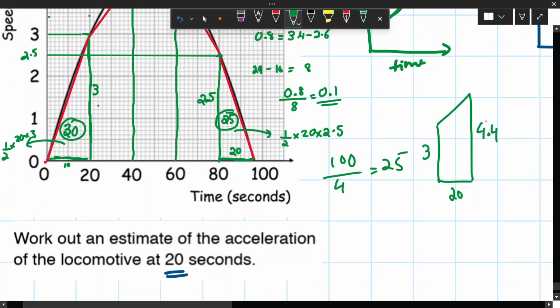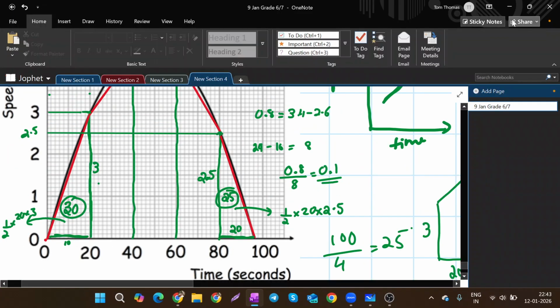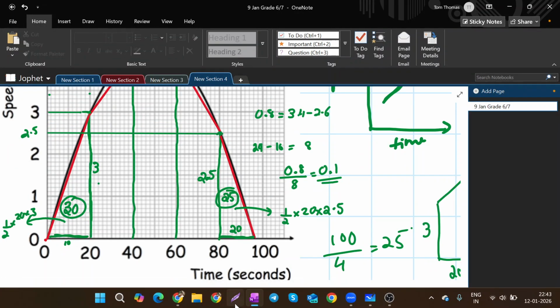So usually for a rectangle, I would have done base times height. But because I have two heights here, I'm going to take the middle value of both the heights. So I'm going to do 3 plus 4.4 and divide that by 2. That will be the average of the two heights, times that with the base, which is 20. So let's do that.